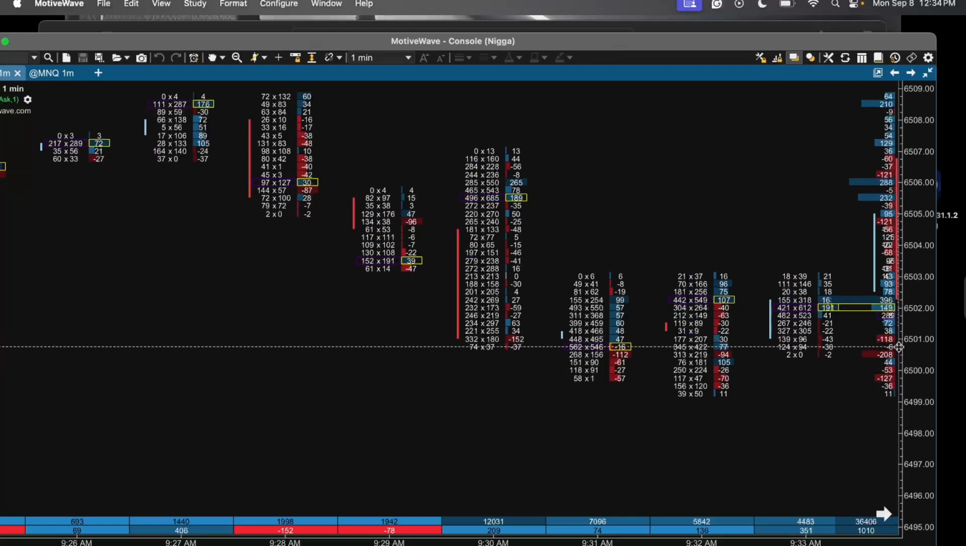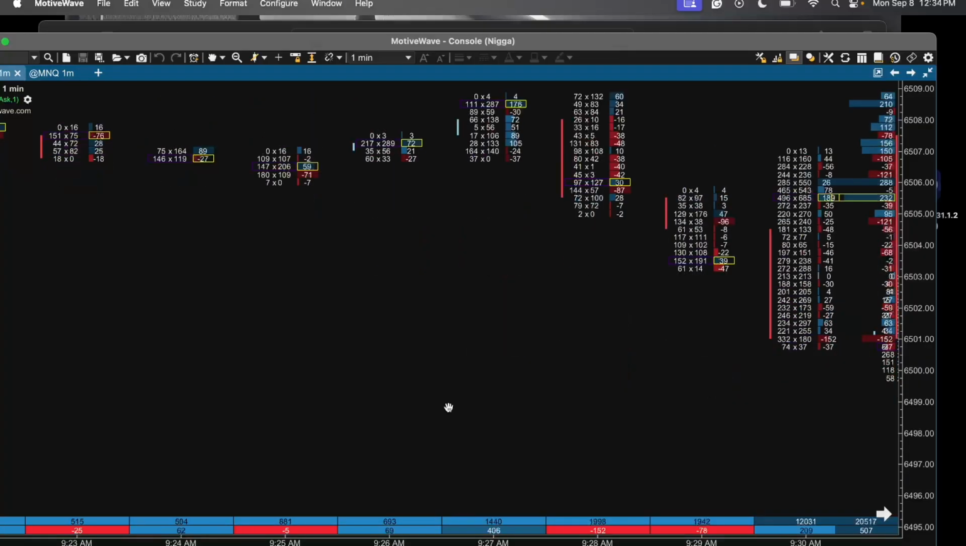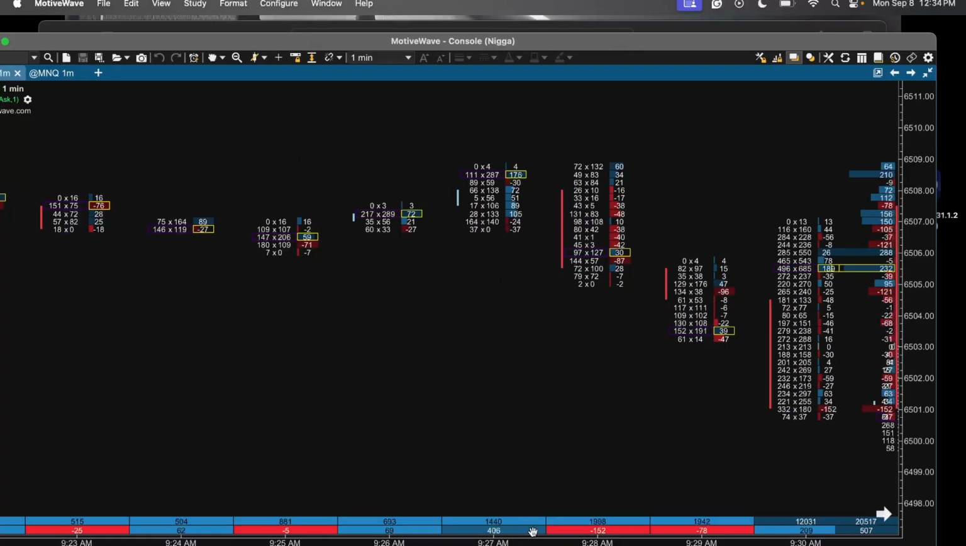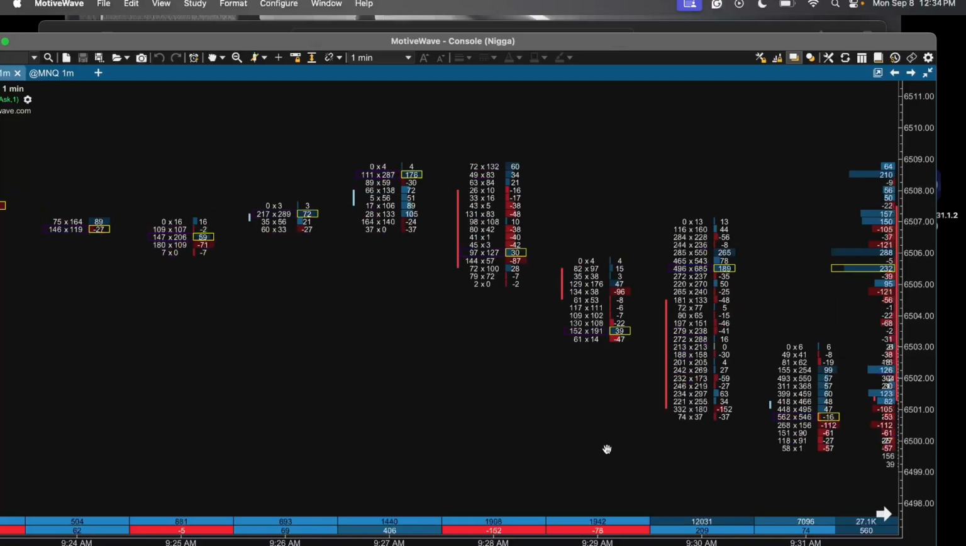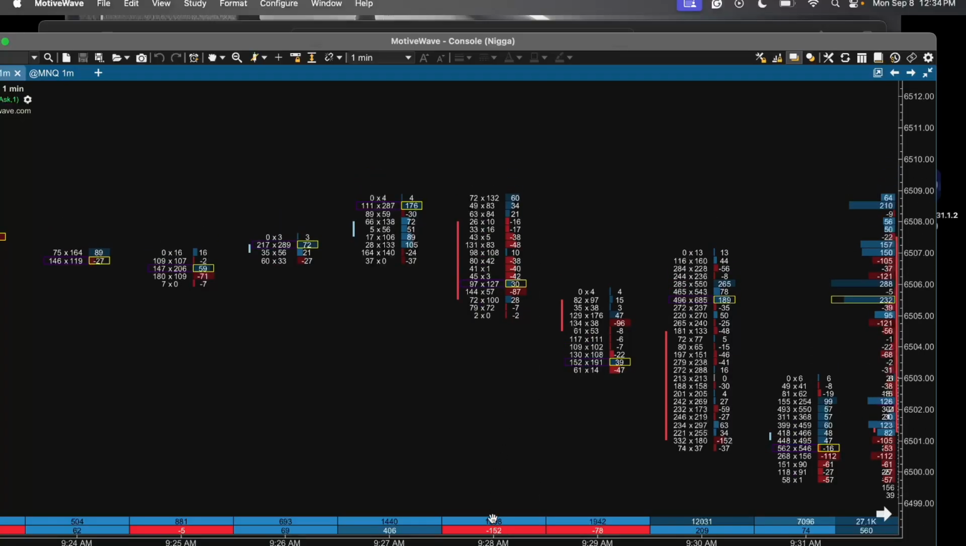Now we're going to read delta. So take your eyes to the bottom of the screen right here. Delta. So what this means is we have two things right here. We have on the top bars the total number of contracts traded, and the bottom bar is our delta. So the delta is how many more traders there were. Were there more bearish traders or more bullish traders? Were there more sellers or more buyers?